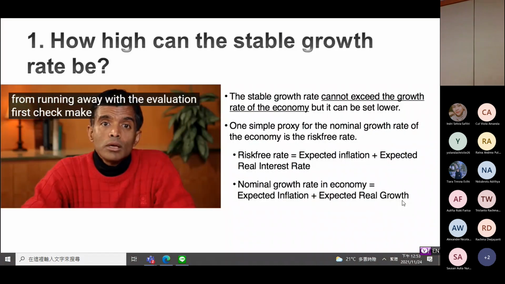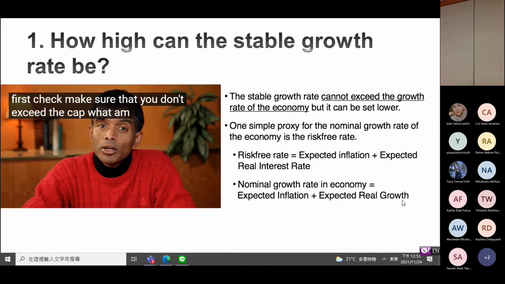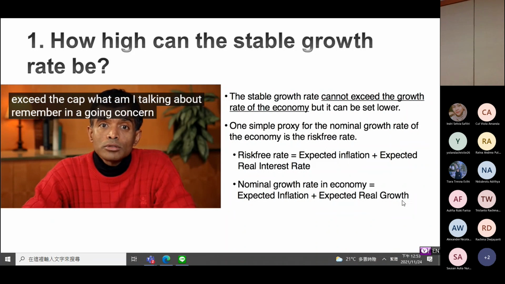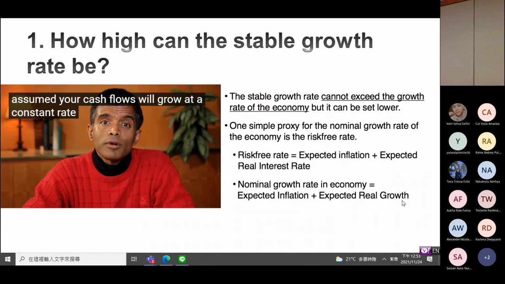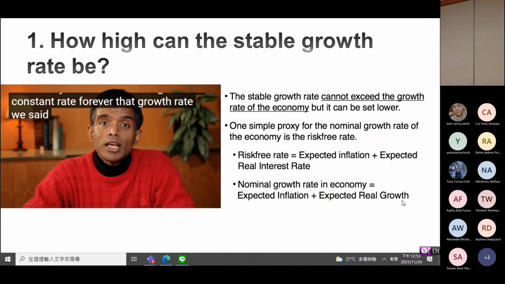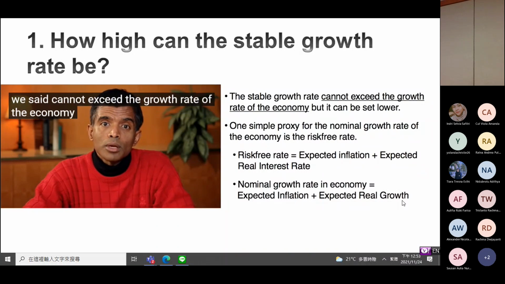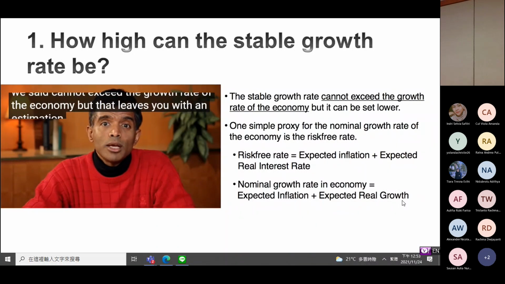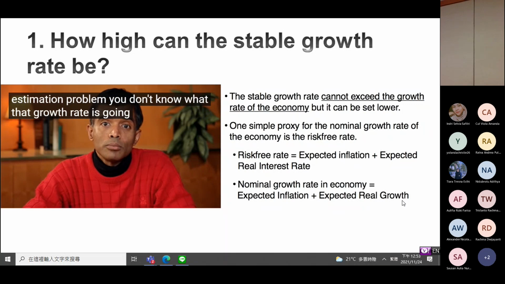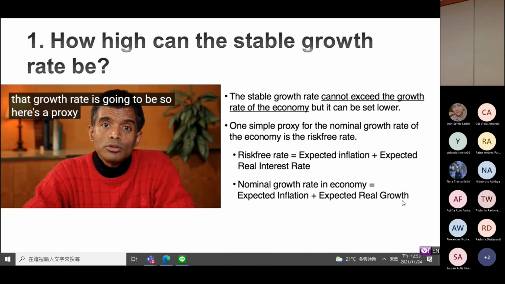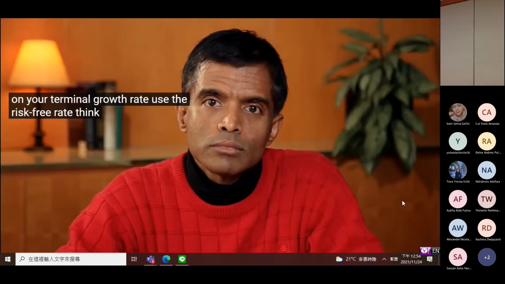First check. Make sure that you don't exceed the cap. What am I talking about? Remember, in a going concern terminal valuation, you assume your cash flows will grow at a constant rate forever. That growth rate, we said, cannot exceed the growth rate of the economy. But that leaves you with an estimation problem. You don't know what that growth rate is going to be. So here's a proxy you can use for the growth rate in the economy and as a cap on your terminal growth rate. Use the risk-free rate.